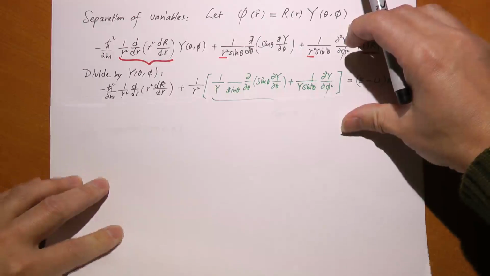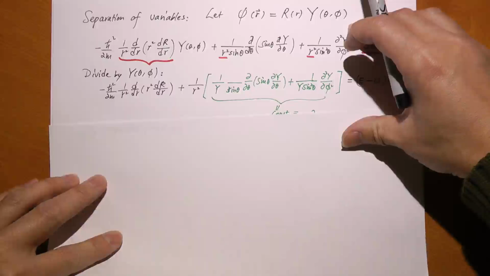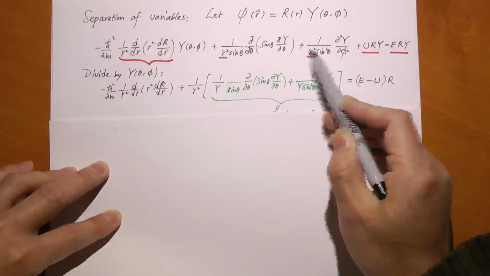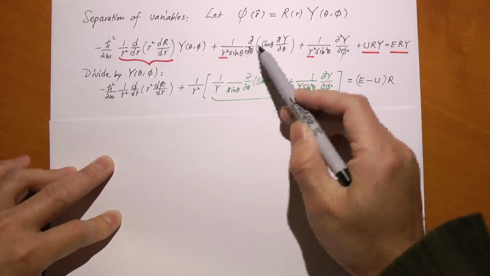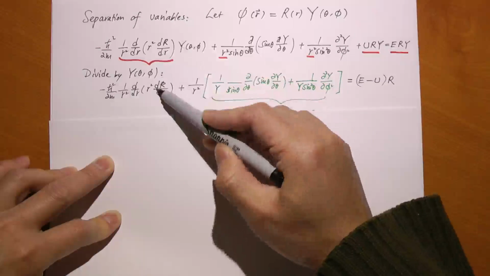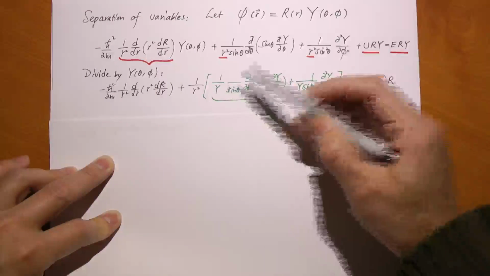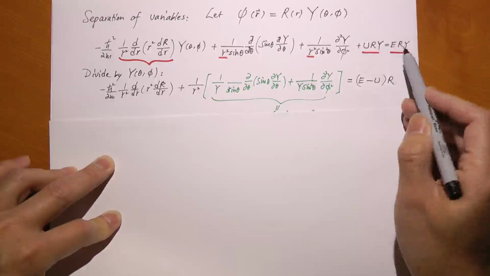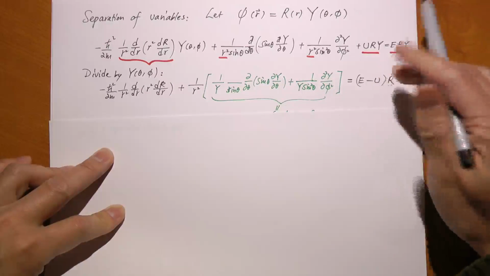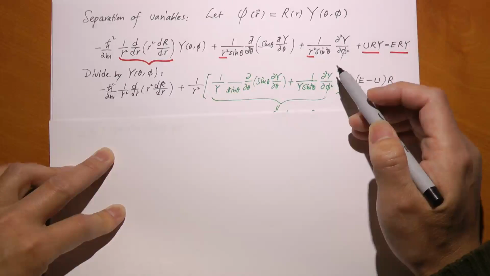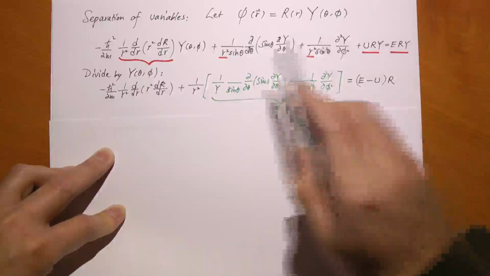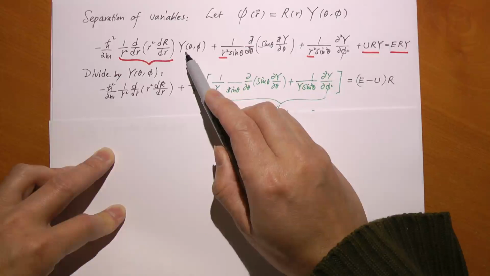And then what did I do next? I factored out the common factor 1 over r squared from here, okay? And this is what's left. I just copied from here to there, and took out this 1 over r squared, and moved this u term to the other side. That's harmless. And then once I did that, what I also did was I divided everything by y, the angular part of the wave function.